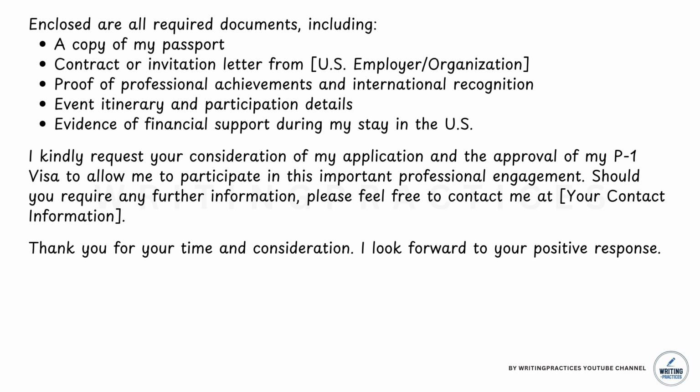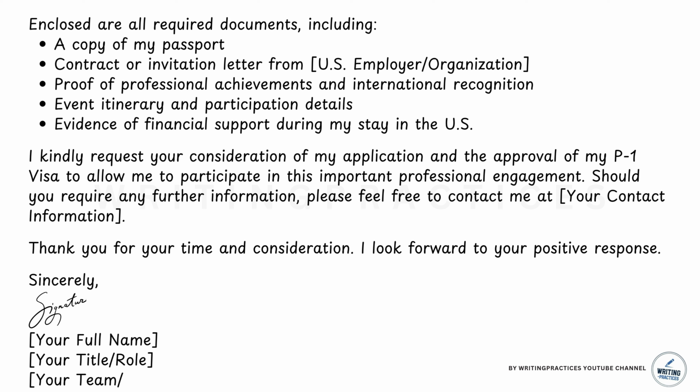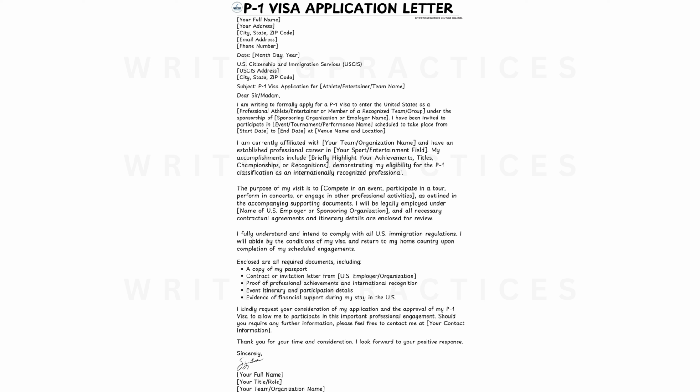Closing and signature. To end the letter formally, use, sincerely, your full name, your title or role, your team or organization name. This finalizes the letter professionally and leaves a strong impression. And that's it. You now have a complete and professional P-1 visa application letter that follows the exact format required by USCIS. Writing an immigration letter can seem intimidating, but following this structured approach will help you create a strong and persuasive application. Be sure to include clear, verifiable evidence of your achievements and keep your letter formal and well organized.